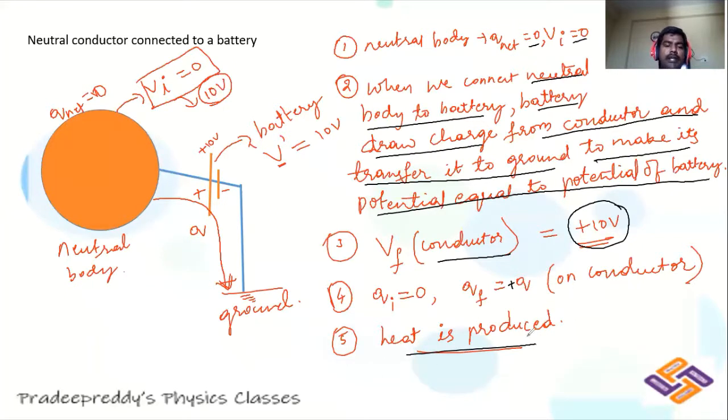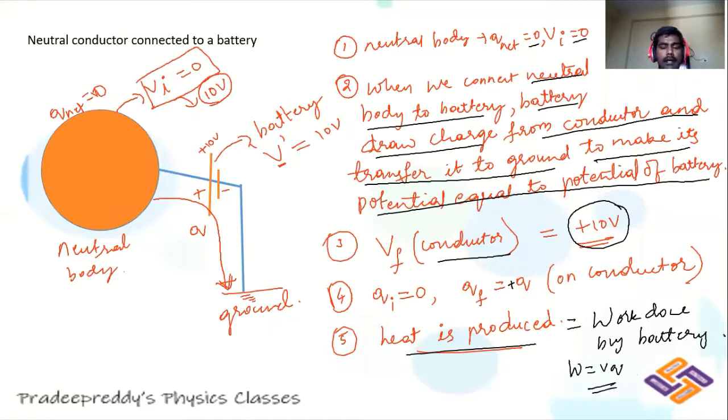So there is some heat energy drawn over here, and that heat energy is equal to the work done by the battery. Here the battery is doing some work, is it not? What work is it doing? It is drawing some charge from the neutral body and transferring it to the ground. As a result, the work done by the battery is equal to the heat produced in the process, right? And the work done you can calculate by the basic relation W is equal to VQ.